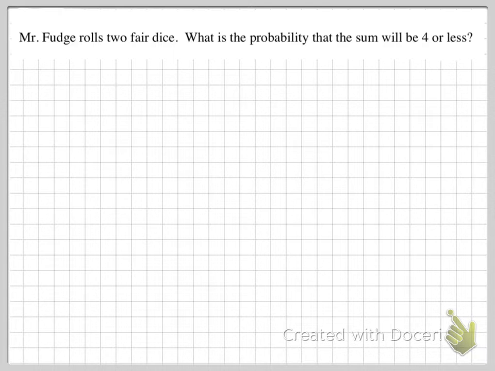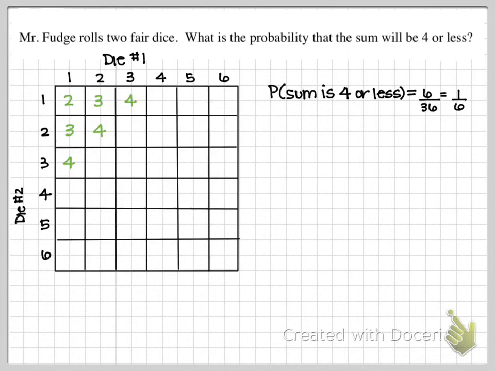Okay, here we have another one. Give it a shot. Okay, so this question should look familiar. I think I gave you something like this on a homework quiz not too long ago. So what I decided to do was set up not an area diagram, because I'm not doing multiplication of probabilities here. I'm just trying to figure out all of the different possibilities if I roll 2 dice.